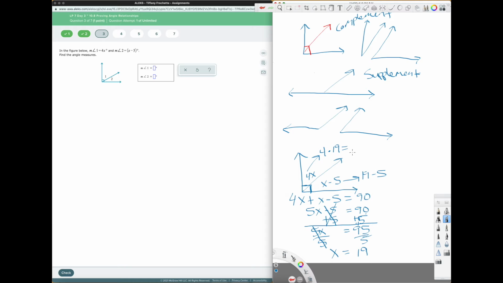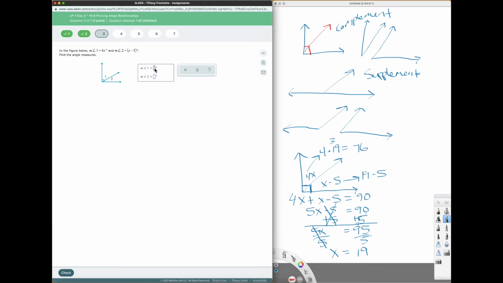So with this one, let's see, 4 times 9 is 36. 4 times 1 is 4, plus 3 more is 7. So angle 1 should be 76. Angle 2, if I subtract 5 from 19, I get 14. And if I take a look at these, if I added these back together, I would in fact get 90, because I get 10 here, 7, 8, 9.